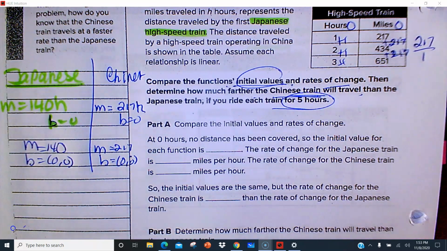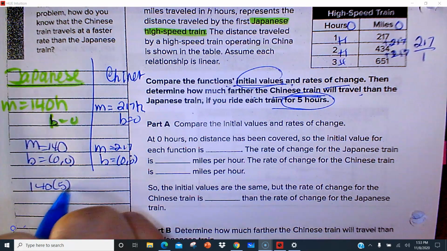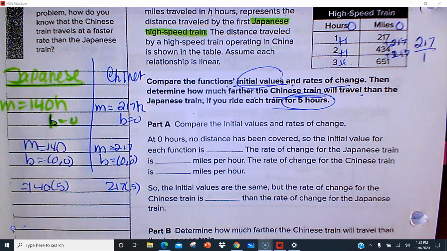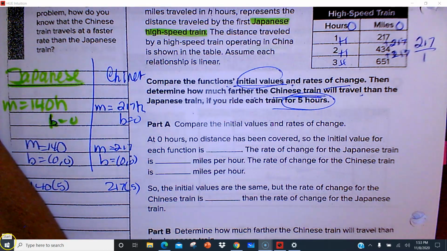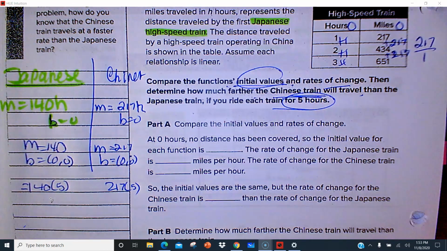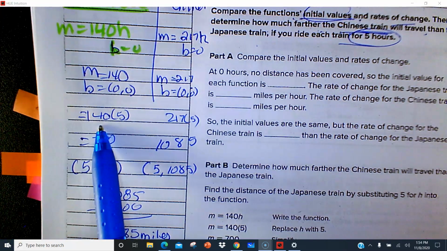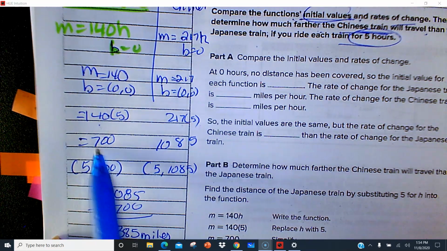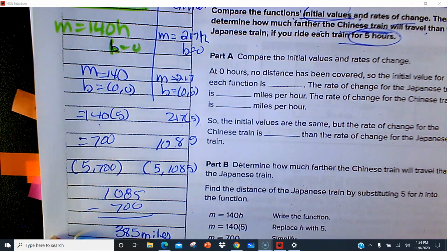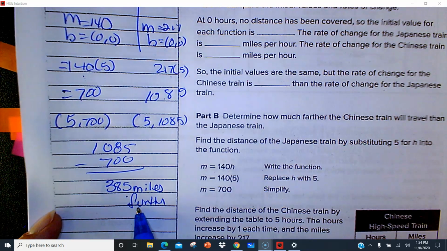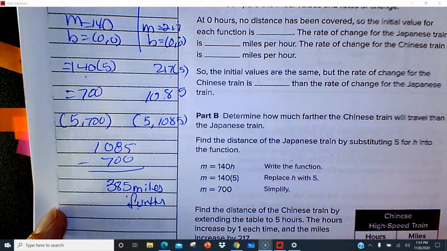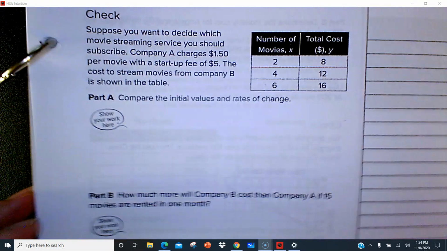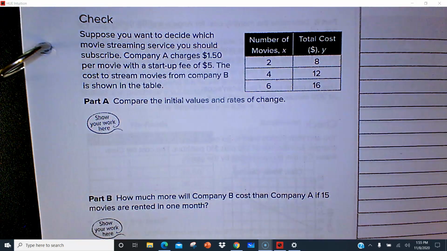Okay. So this wants you to put 5 in. So I have 140 times 5 for the Japanese train. For the Chinese train, I have 217 times 5. Go ahead, run the numbers. Press pause. So I ran the numbers. I got 140 times 5 and 217 times 5. I got 700 and 1085. Hopefully you guys got that as well. And it actually is 385 miles further when I subtract them. So the Chinese train goes that much further because it's going faster. Okay, turn the page. Go ahead and do the check right now.